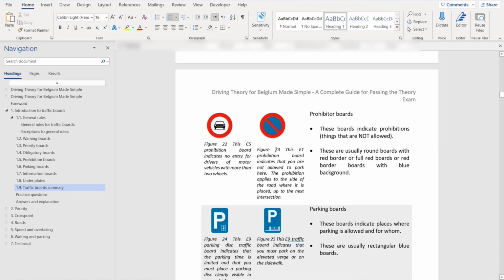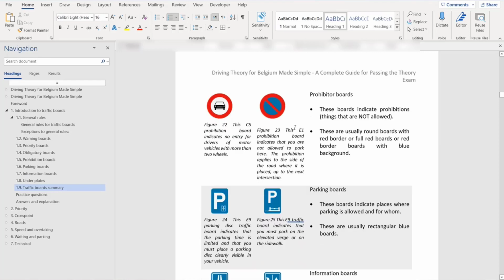And then this is a prohibition for parking. So this board indicates that parking is not allowed. However, waiting might be allowed. So we will come across these boards again later in the lessons, and then we will discuss those individual situations.